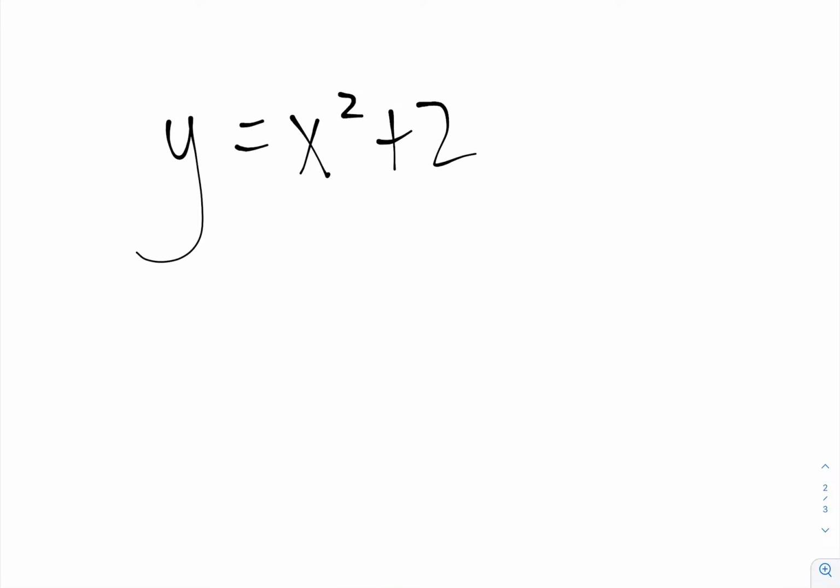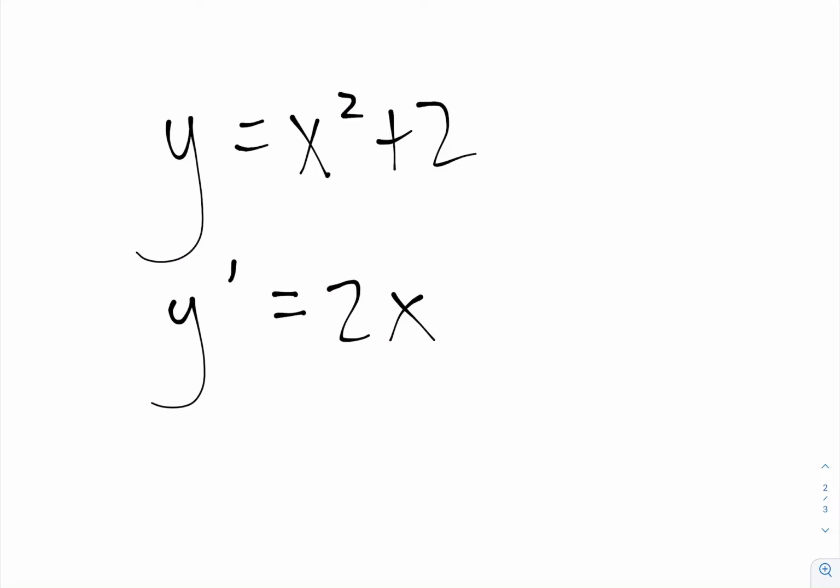So if we had the equation y equals x squared plus 2, if we differentiated this, and the notation for that is y prime, the derivative of y, you could use something called the power rule, which I'll explain in the next video, and you'll find the derivative of x squared plus 2 is going to be 2x.